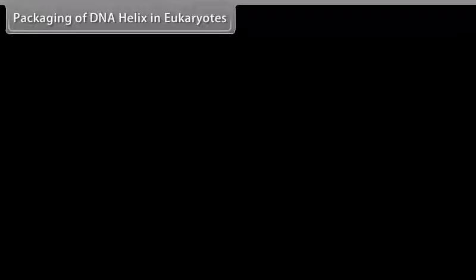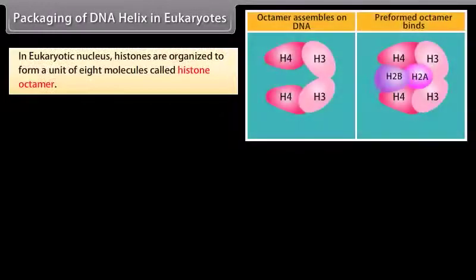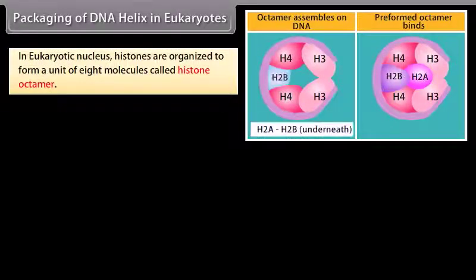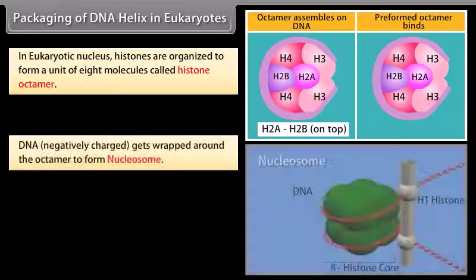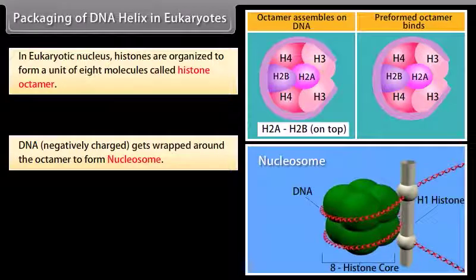Packaging of DNA helix in eukaryotes. In eukaryotic nucleus, histones are organized to form a unit of 8 molecules called histone octamer. Negatively charged DNA gets wrapped around the octamer to form nucleosome.